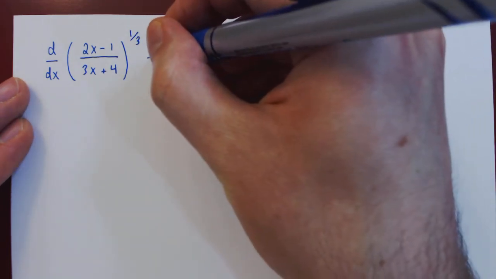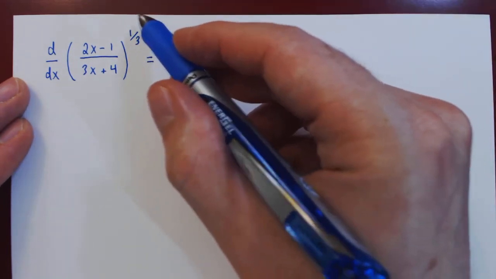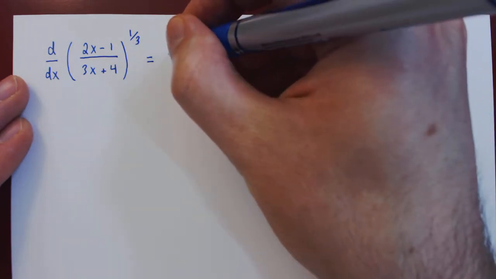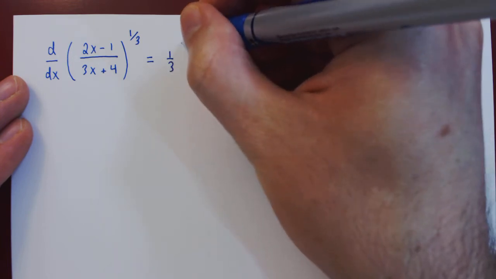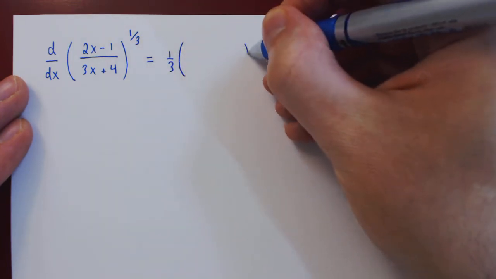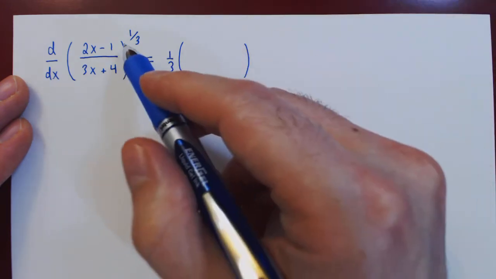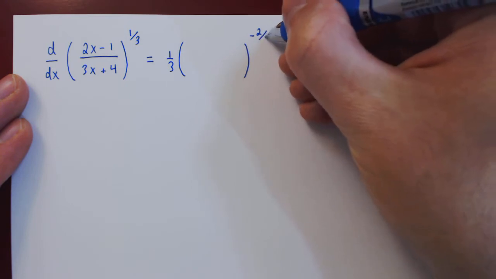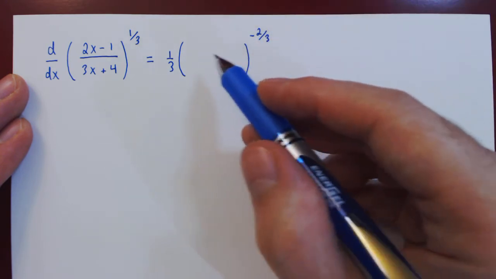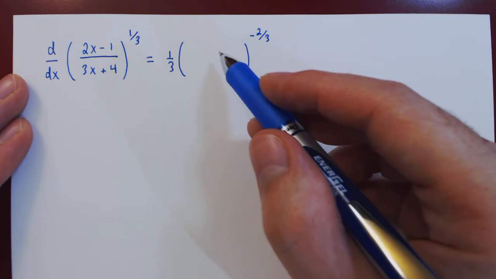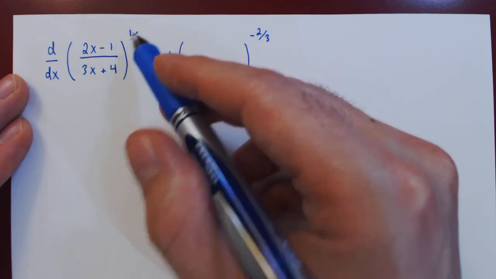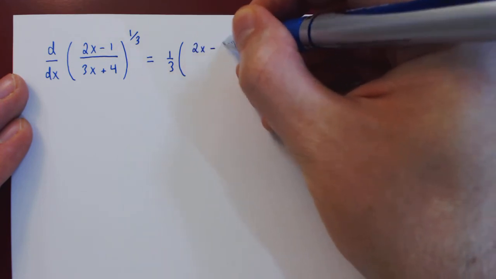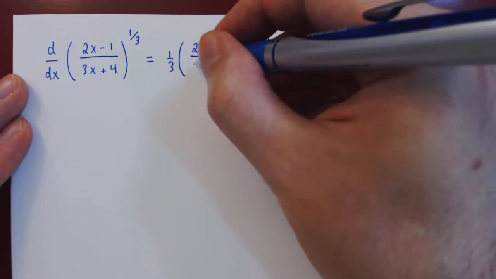As always, the chain rule states that we must differentiate first the outside function. We have a power function, so we apply the power rule. We bring down the exponent, subtract 1 from the exponent: 1/3 minus 1 is negative 2/3. And what is the argument? Well, that is always the original argument of the function. Therefore, the quotient 2x minus 1 over 3x plus 4.